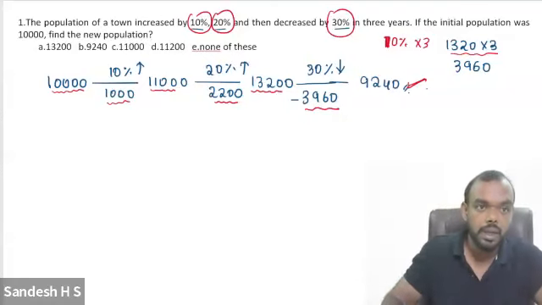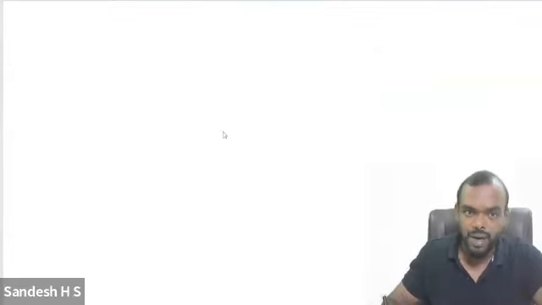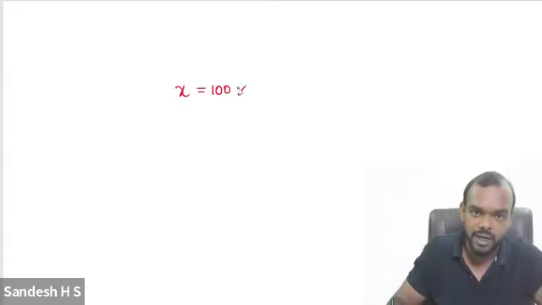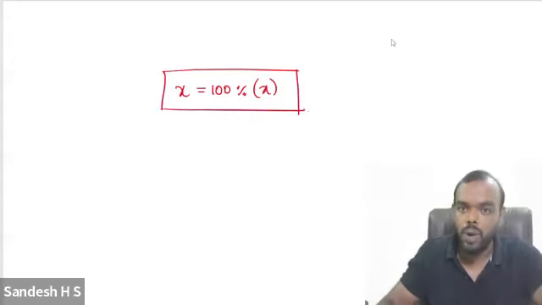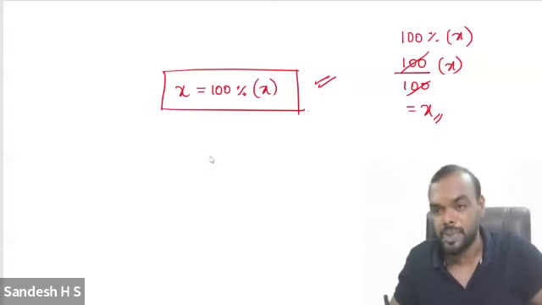Observe. Remember one trick here. Remember one thing, very, very important. X can also be written as 100% of X. It means any number can be written as 100% of itself. Why? What do you mean by 100% of X? 100% means 100 by 100 of X. This gets cancelled, I'll be left with X. That's what I wrote. X can also be written as 100% of X.